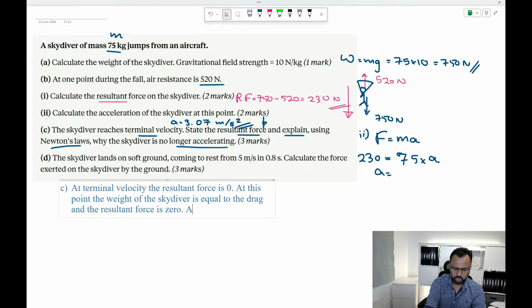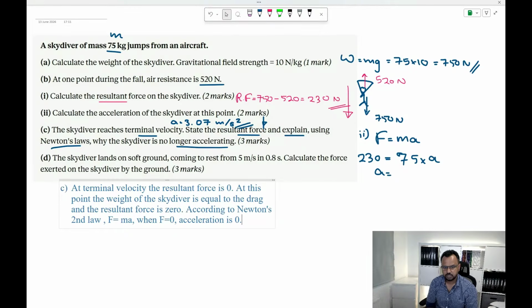According to Newton's second law, F equals ma. When F is equal to 0, acceleration is 0. So that's why the skydiver is no longer accelerating. Yeah? Thumbs up if you understand it. Thumbs up or any sort of, yeah, thank you.